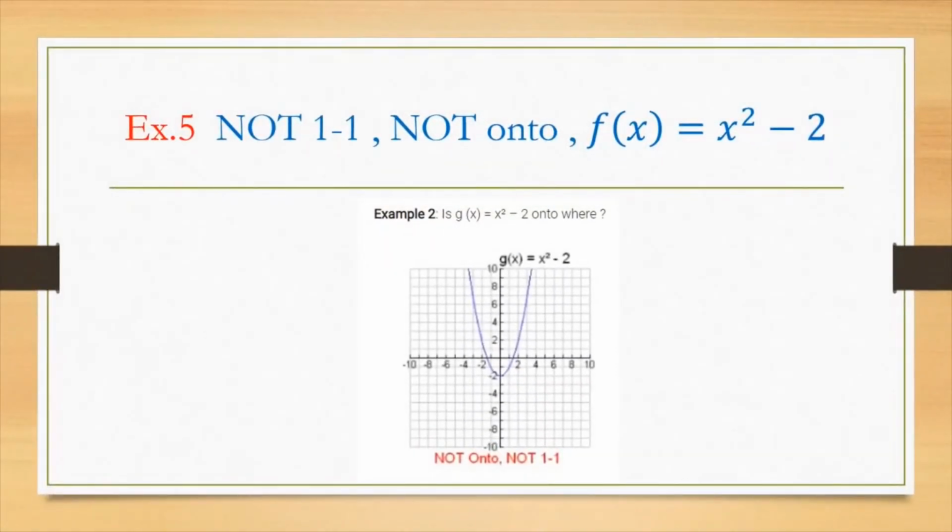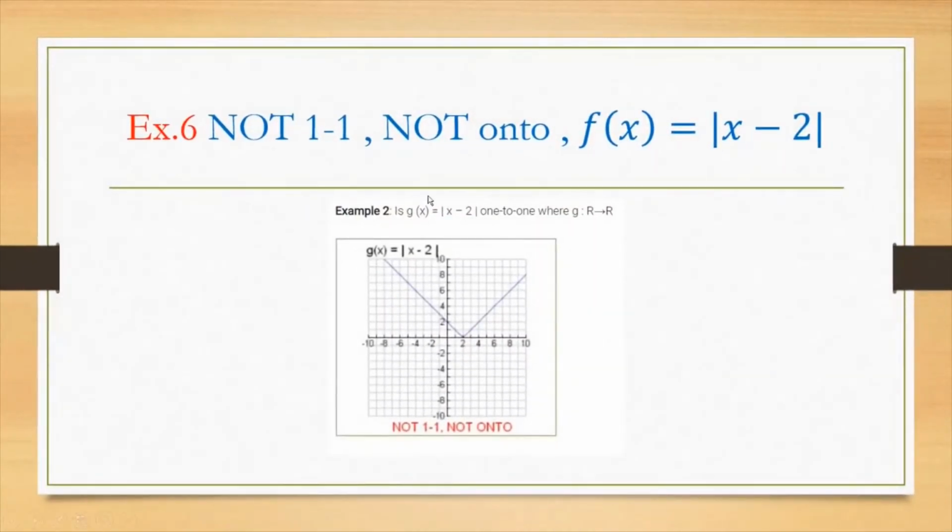Next is a function which is not one-one and not onto, for example, f of x equal to x square minus 2. If we take any parallel line, it cuts the curve at more than one point. So it is not one-one. And for some negative number, if we take -6, then it is not the image of any point. So it is not onto.